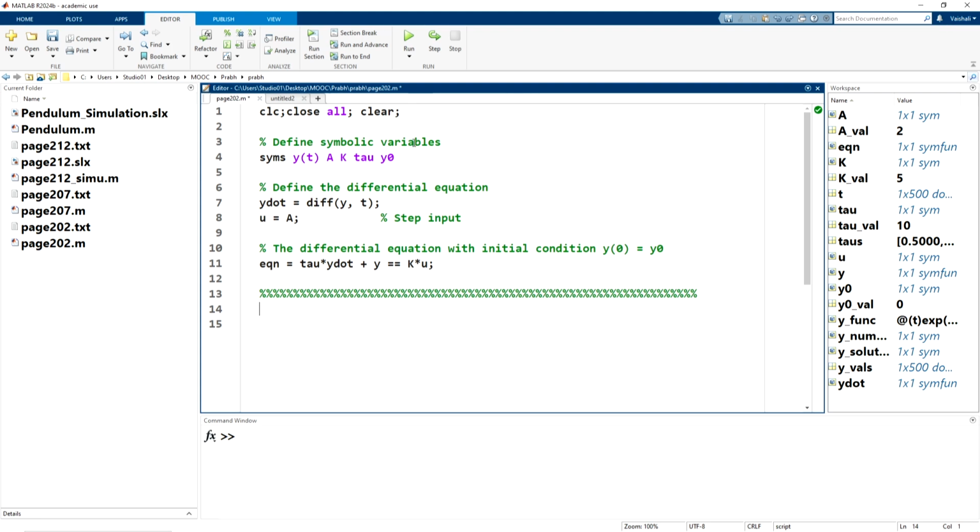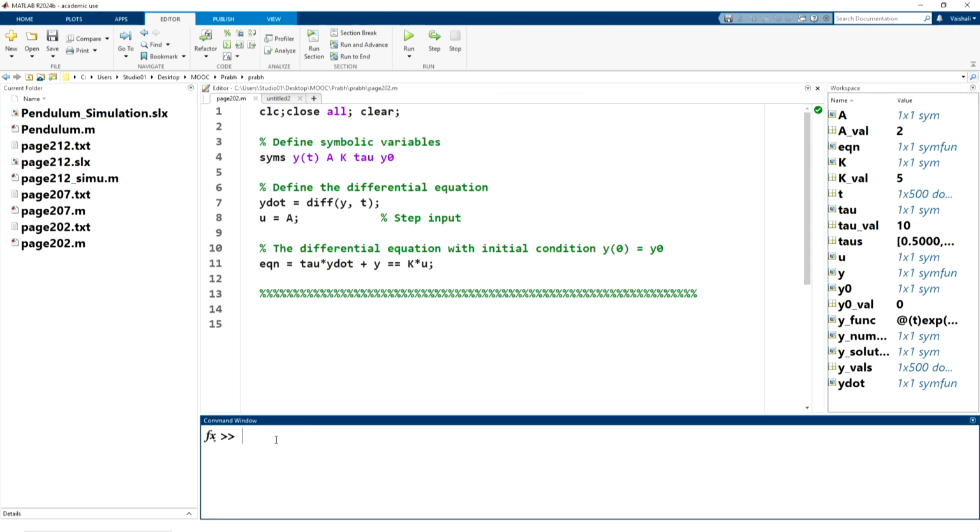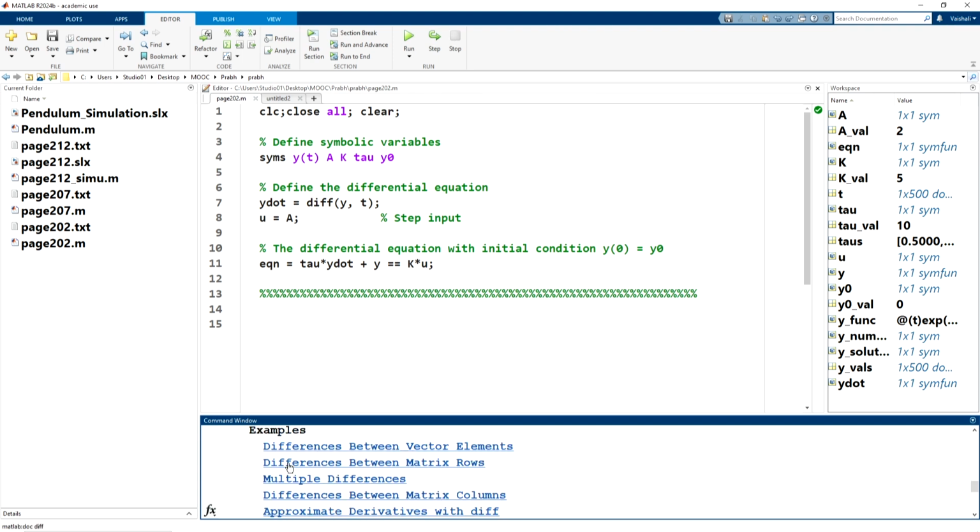And I am defining the symbolic variables, syms. The variables are y of t, a, k, tau and y naught. Then I am defining the differential equation y dot equals to diff y comma t. The syntax for defining any differential equation is diff. If you want to know more information about diff, we can simply write in a command window help diff. We can also open the documentation if you like.